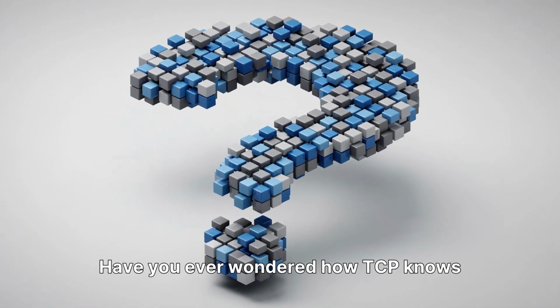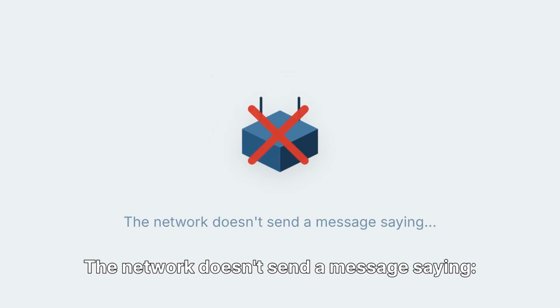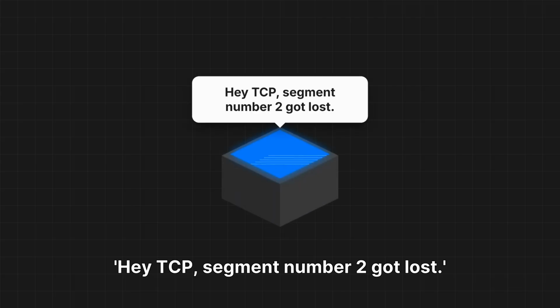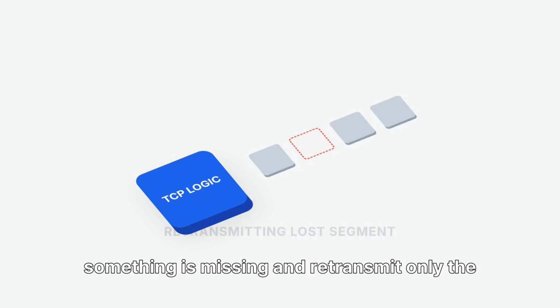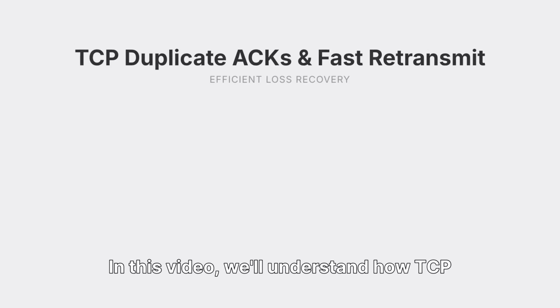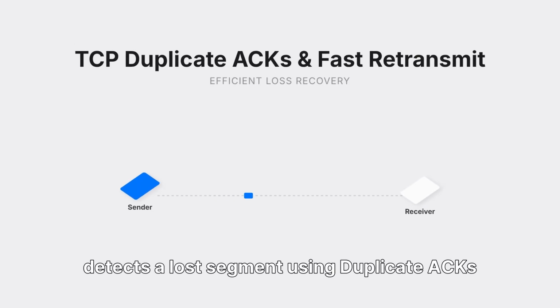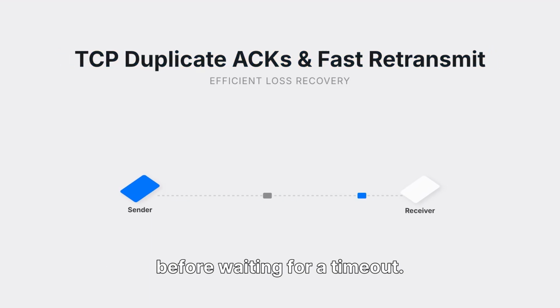Have you ever wondered how TCP knows that a segment was lost? The network doesn't send a message saying, hey TCP, segment number 2 got lost. Yet TCP can still figure out that something is missing and retransmit only the lost segment instead of sending everything again. In this video, we'll understand how TCP detects a lost segment using duplicate ACKs and how it retransmits the missing data before waiting for a timeout.